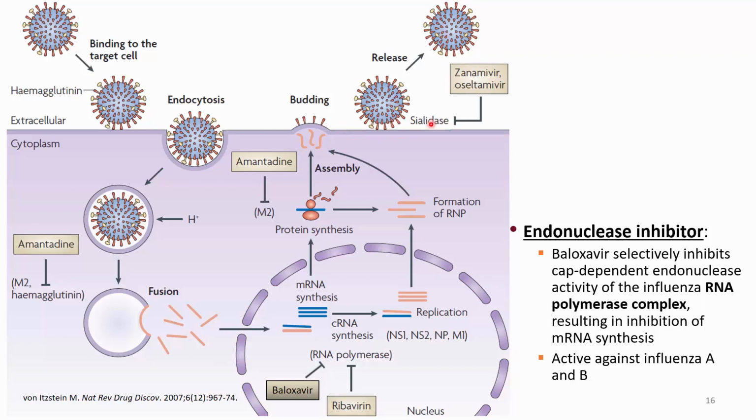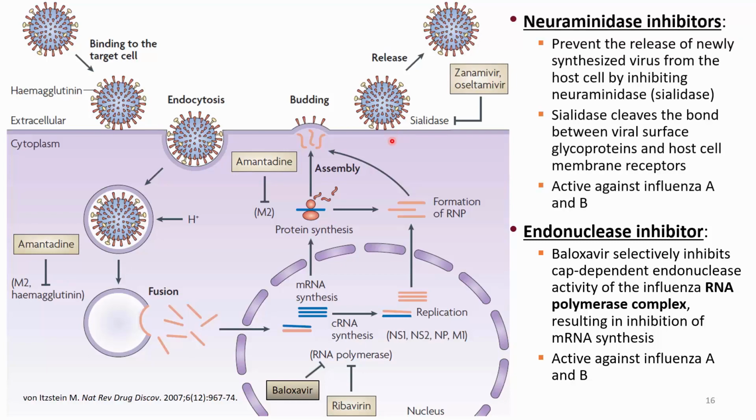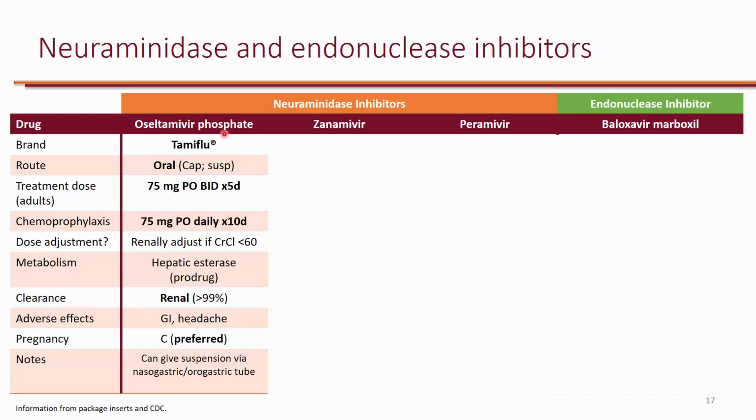So because that sialidase or neuraminidase is extremely important for the final step of releasing the mature virus from the host cell, we have a class of drugs called neuraminidase inhibitors, such as oseltamivir and zanamivir, which actually prevent the release of newly synthesized virus from the host cell by inhibiting sialidase or neuraminidase. Now, we currently have 3 drugs on the market under neuraminidase inhibitor class. So the first one, which is the most commonly used, is oseltamivir phosphate.